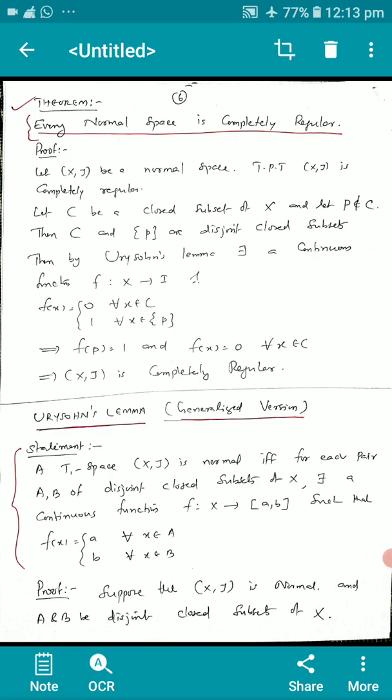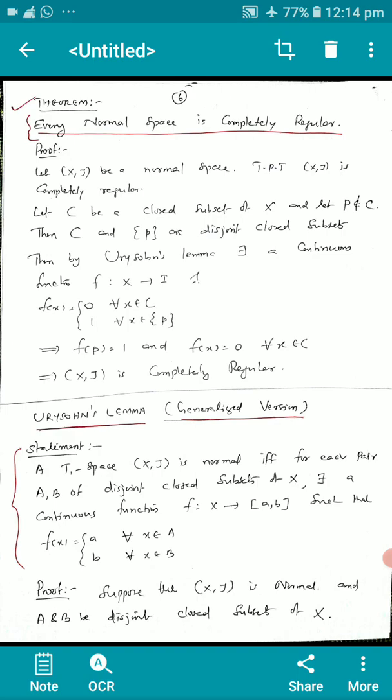Now we are in a position to discuss the generalized version of Urysohn's lemma, because in the proof of Urysohn's lemma we have already taken f from X to I, that is, the closed interval [0,1]. That closed interval [0,1] can be replaced by a general closed interval [a,b]. That's what we are going to discuss in the generalized version of Urysohn's lemma. Statement: a T1 space X2 is normal if and only if for each pair A, B of disjoint closed subsets of X, there exists a continuous function f from X to the closed interval [a,b] such that f of x equals a for all x in A and equals b for all x in B.